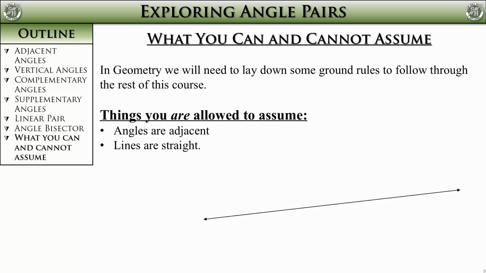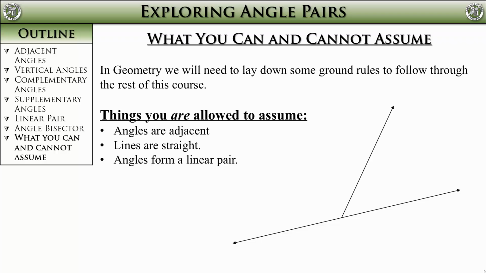This would be completely ridiculous. It would make geometry absolutely impossible. If you couldn't assume something was actually straight, then you'd be toast. That's the official term. You are allowed to assume that two angles form a linear pair. Here these two angles look like they form a straight line. That's fine. Just like you can assume lines are straight, you can also assume that two angles that look like they form a straight line actually do.